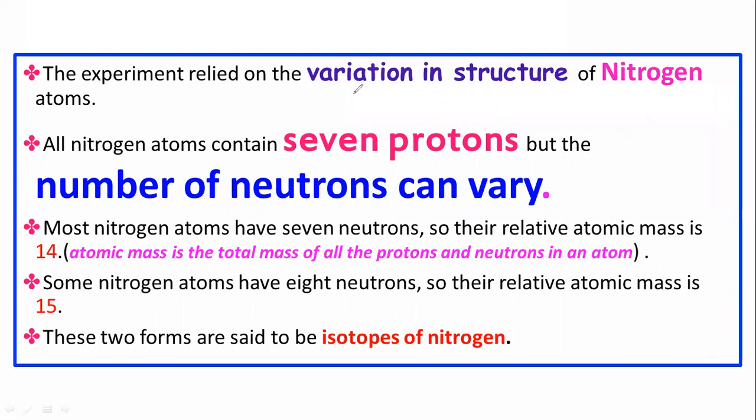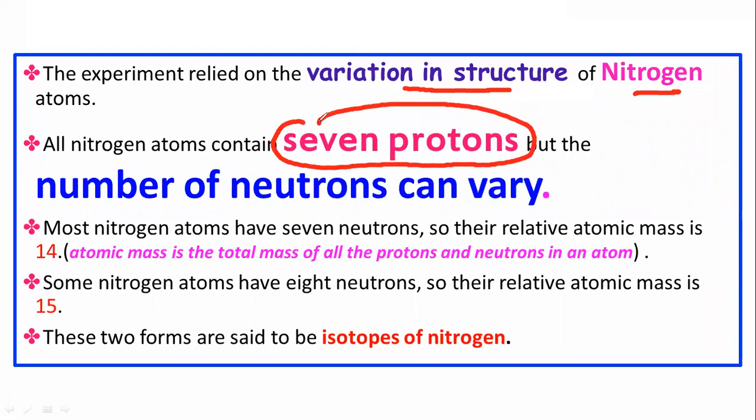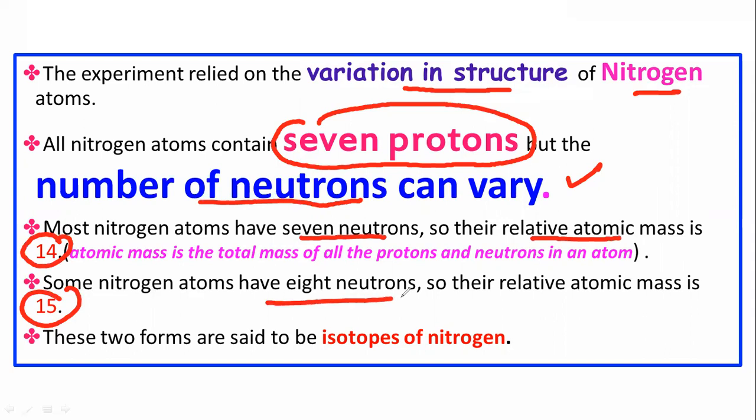So basically, the experiment relied on the variation in the structure of the nitrogen atoms. As you know, nitrogen has 7 protons, but the number of neutrons can vary because there are different isotopes. Nitrogen atoms with 7 neutrons have a relative atomic mass of 14. There is another isotope with 15, which has 8 neutrons. So they are basically forms of nitrogen.